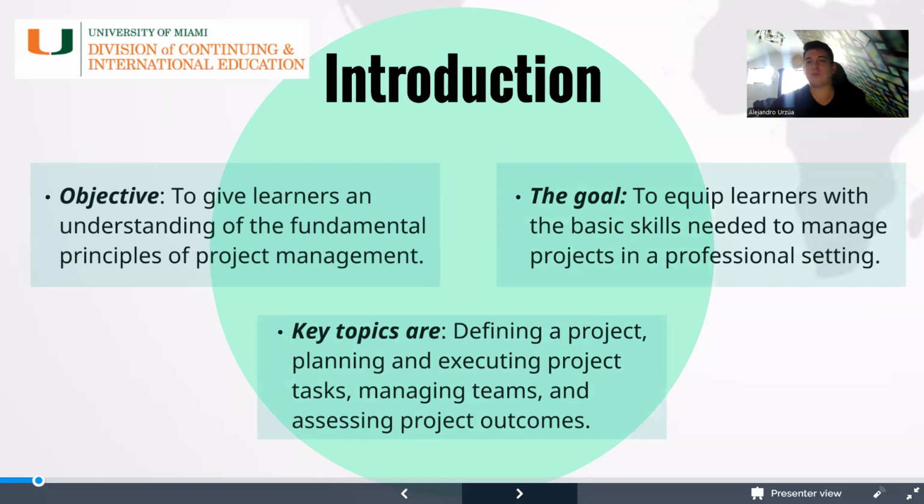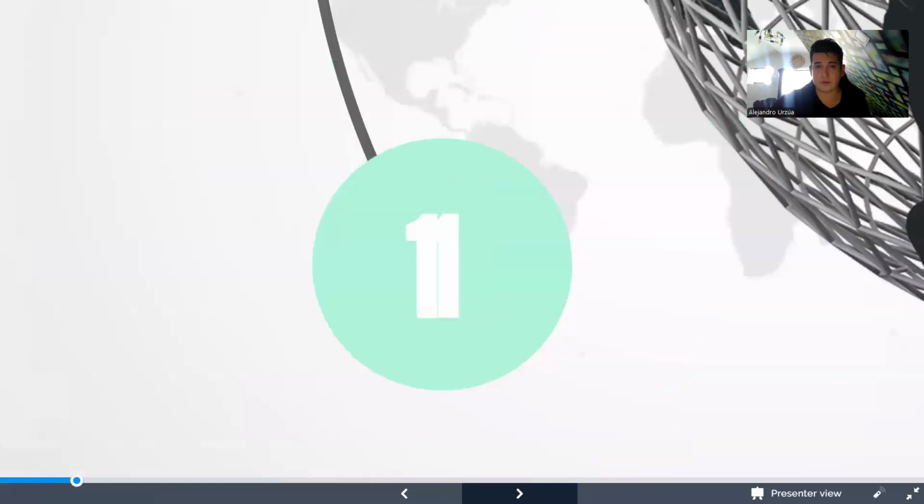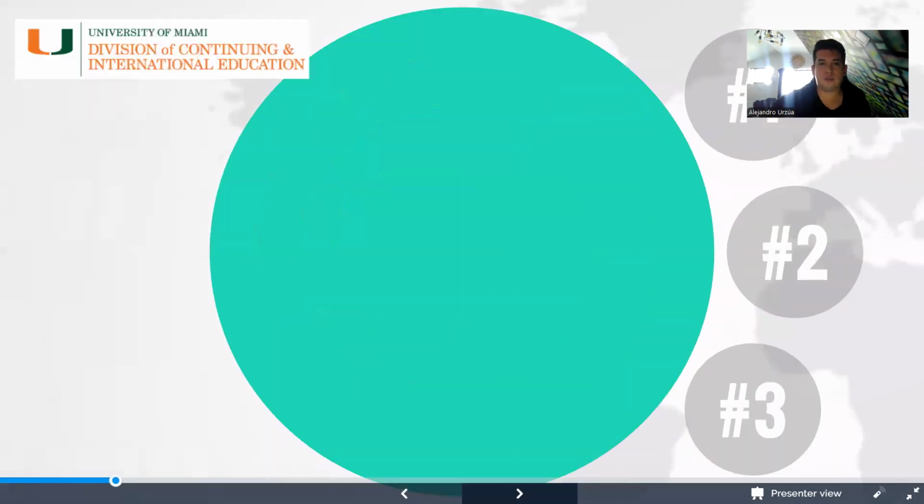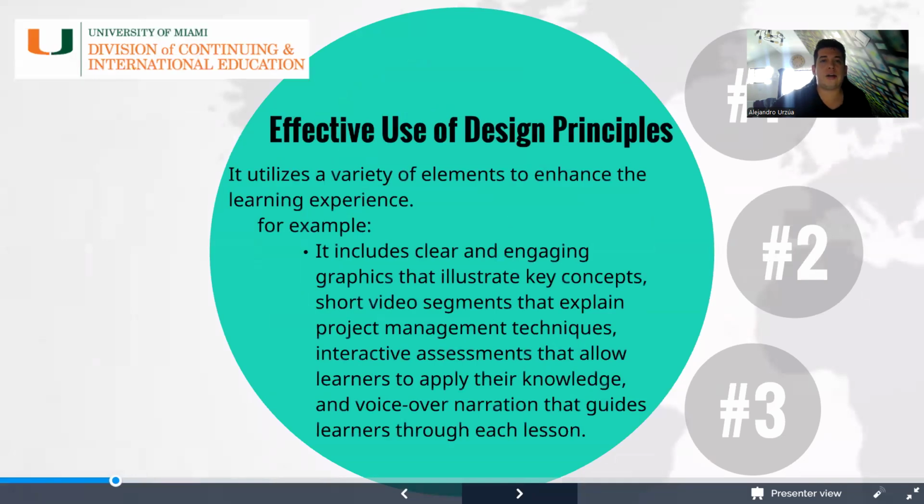In terms of multimedia, the course utilizes a variety of elements, which is important to mention here. In order to enhance the learning experience, it includes clear and engaging graphics. We have some short video segments. We have interactive assessments that allow learners to apply their prior knowledge, or the things they have learned, in different contexts. They are guided with different narrations in each lesson.